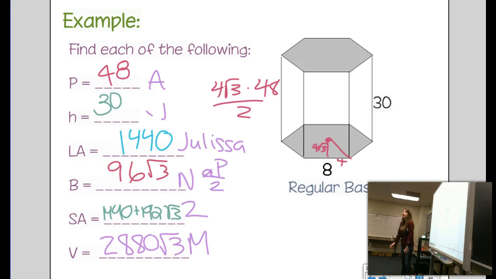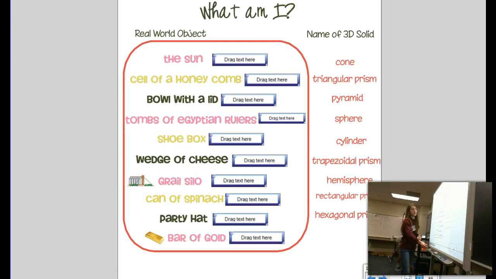Surface area is, ready? It's LA plus 2B. The LA is already done, and then you double your base. What's 96 doubled? 192. LA plus 2B. We okay? That was a lot of work. Good job. So now let's do something fun since that was so much work.